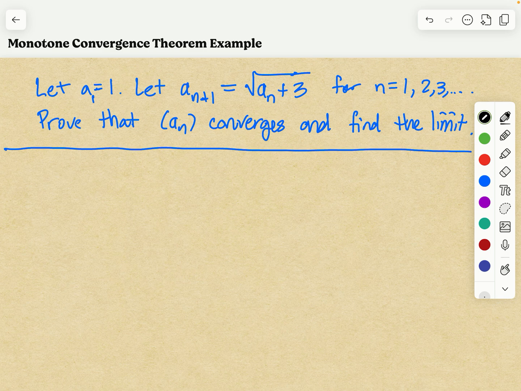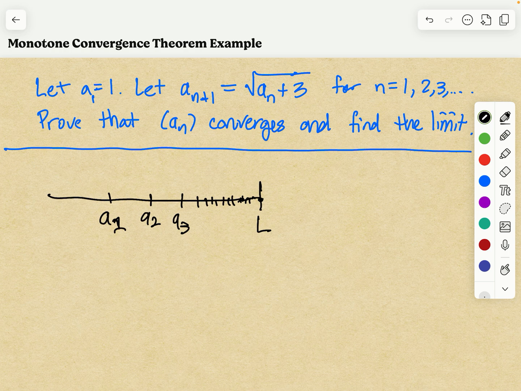For these kinds of questions where the sequence is defined recursively, it's a good candidate to apply the monotone convergence theorem. Let's just recall what it says. There's really two different cases. Suppose that you have an increasing sequence. So let's say you have a1, a2, and the a_i's keep increasing, and the sequence is bounded by some number L. Then the sequence converges to L.